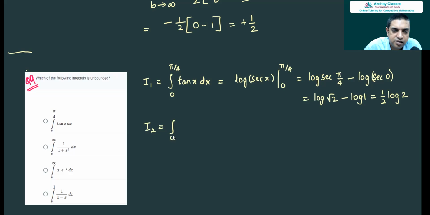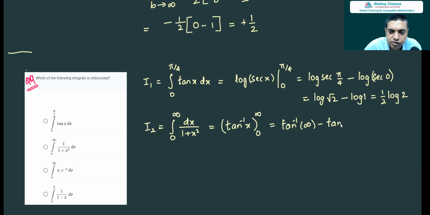Second, integral 0 to infinity dx by 1 plus x square. We did this. This is tan inverse x. As this is approaching infinity, this will not exactly be infinity, but just for shortage of time, this is an improper integral. So this is pi by 2. So again, it's convergent.